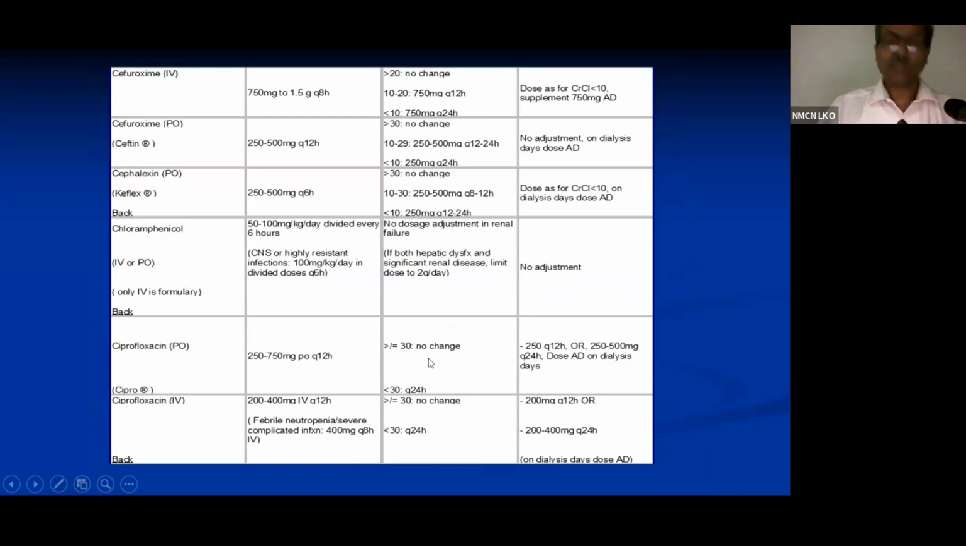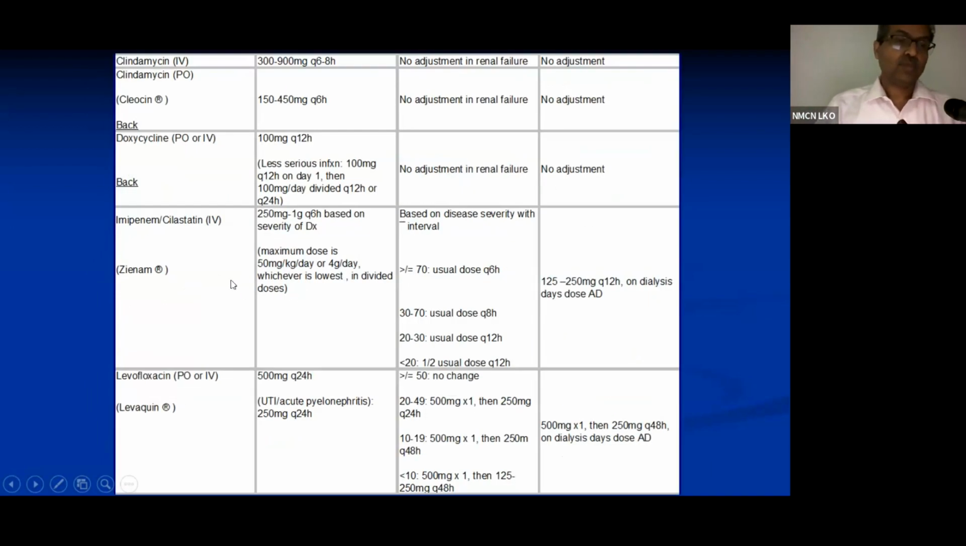Quinolones, usually more than 30 ml of GFR, no change is required. Less than 30 ml, usually increase the interval of the dosings. Imipenem cilastatin is the one drug which is used at 250 mg to 1 gram 6 hourly based on the severity of the disease. What we can see here, no change if GFR is more than 70, 30 to 70 it is 8 hourly, then 20 to 30 it is 12 hourly, less than 20, half of the usual dose 12 hourly.